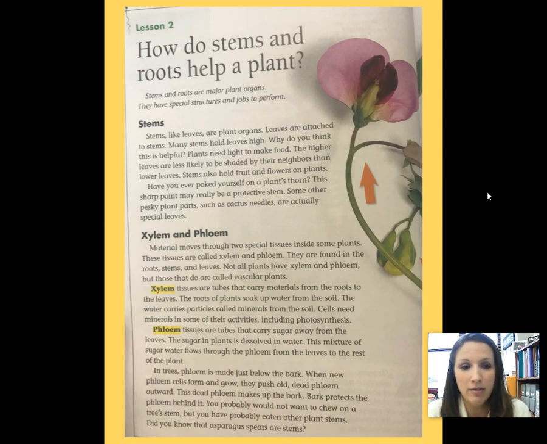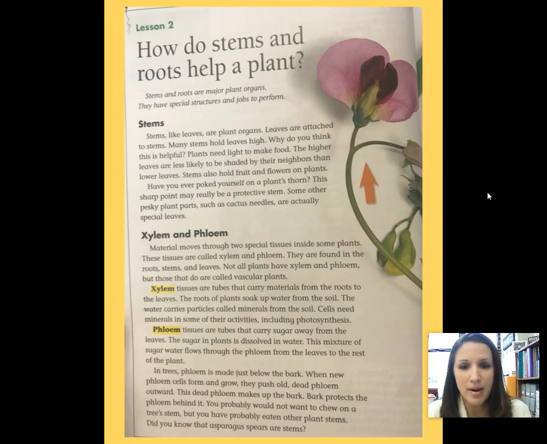So here we're going to be looking for, what do stems do? Stems, like leaves, are plant organs. Leaves are attached to stems. Many stems hold leaves high. Why do you think this is helpful? Plants need light to make food. The higher leaves are less likely to be shaded by their neighbors than lower leaves. Stems also hold fruit and flowers on the plant. Have you ever poked yourself with a plant's thorn? This sharp point may really be a protective stem. Some other pesky plant parts, such as cactus needles, are actually special leaves.